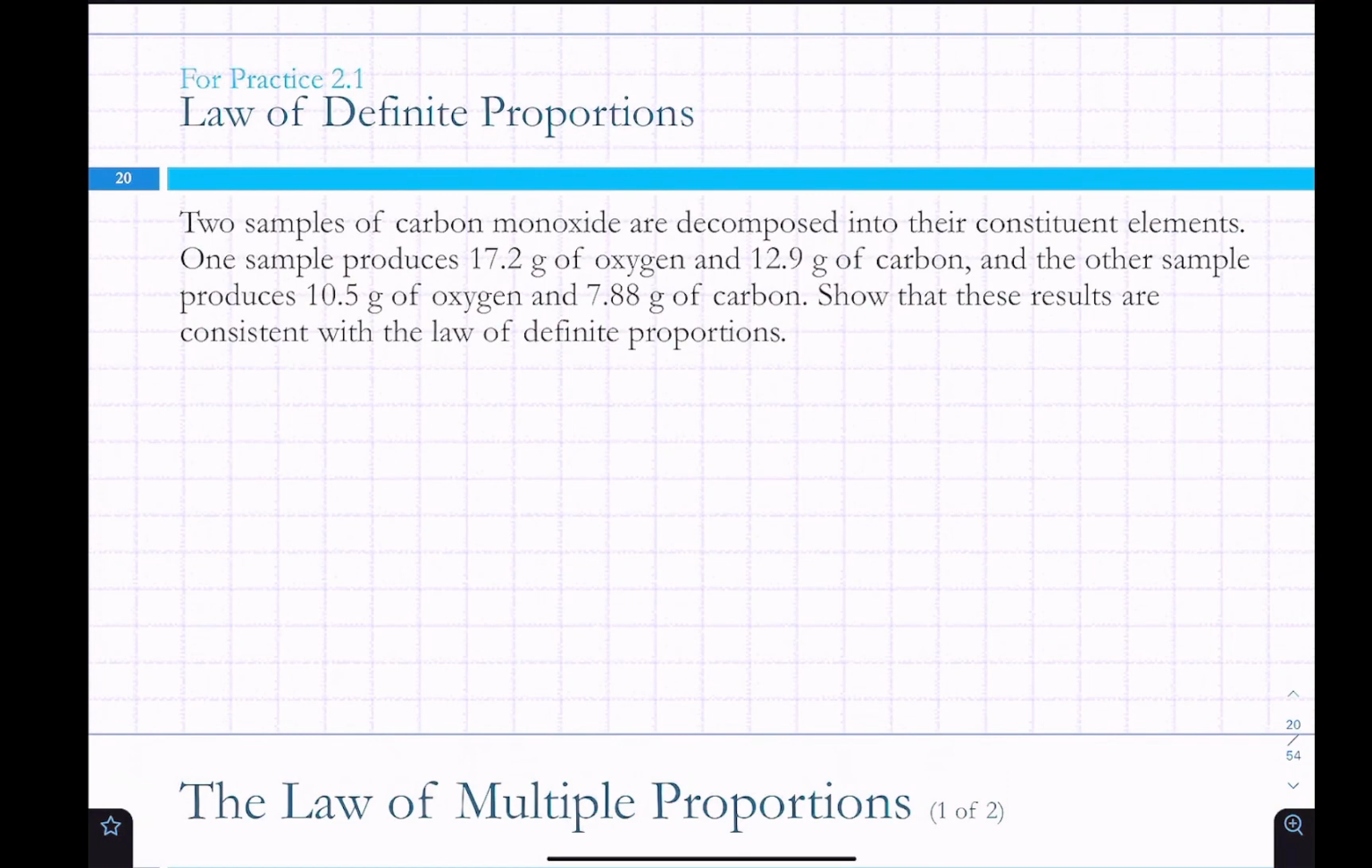So let's say you have 2 samples of carbon monoxide that are decomposed into their constituent elements. One sample produces 17.2 grams of oxygen and 12.9 grams of carbon. The other sample produces 10.5 grams of oxygen and 7.88 grams of carbon. So show that these results are consistent with the law of definite proportions. So essentially use these numbers, prove the law of definite proportions.